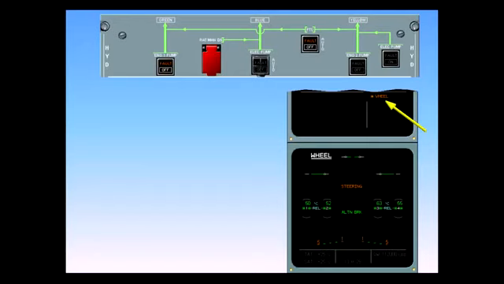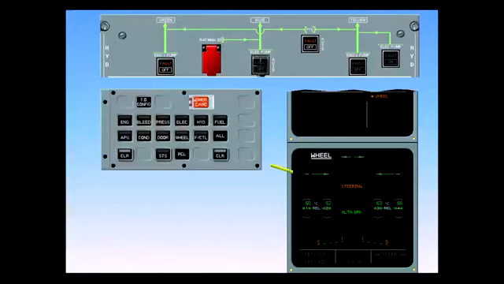The ECAM wheel page is displayed automatically. Nose wheel steering is inoperative due to the failure of the green hydraulic system. After review and confirmation from the pilot flying, clear wheel.